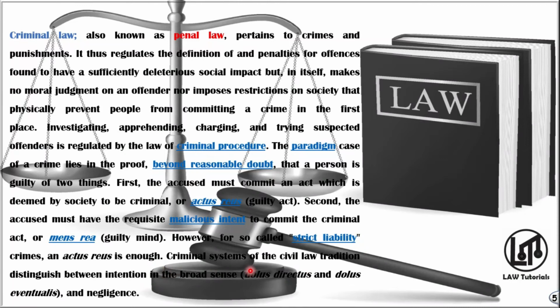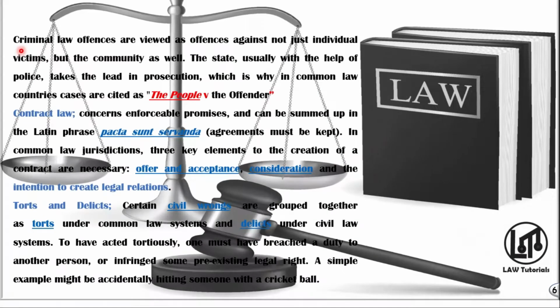Criminal systems of the civil law tradition distinguish between intention in the broad sense, dolus directus and dolus eventualis, and negligence. Criminal law offenses are viewed as offenses against not just individual victims, but the community as a whole. The state, usually with the help of the police, takes the lead in prosecution, which is why in common law countries, cases are cited as the people versus the name of the offender.